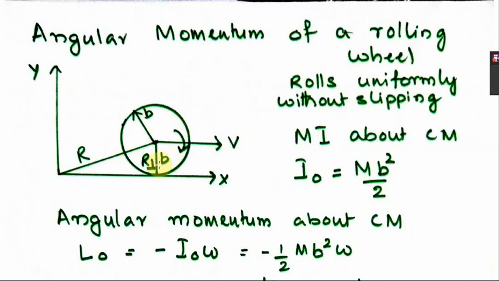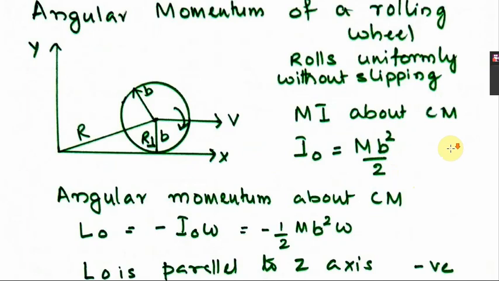So it has got rotational motion as well as translational motion. Now the moment of inertia about the center of mass. This would be the center of mass. About the center of mass, the moment of inertia is mb square by 2, where b is the radius of the wheel that is rotating.